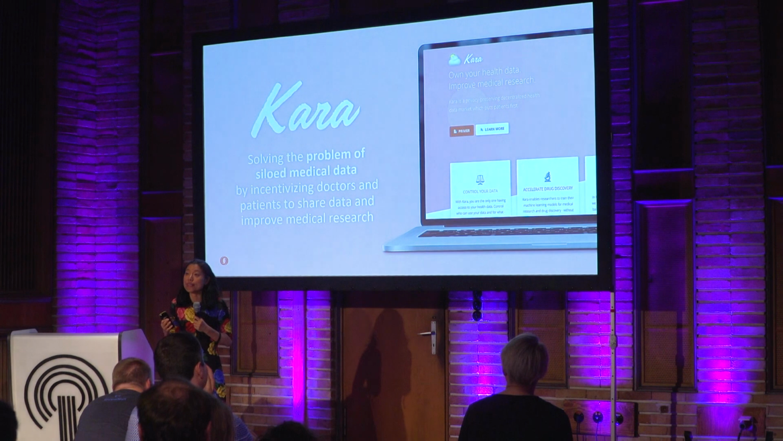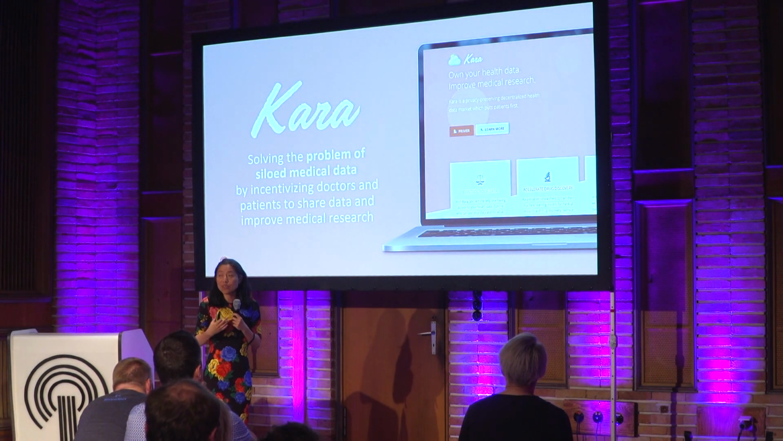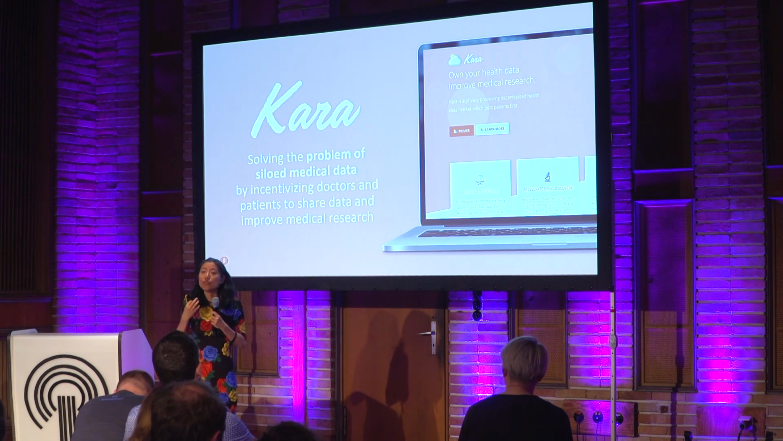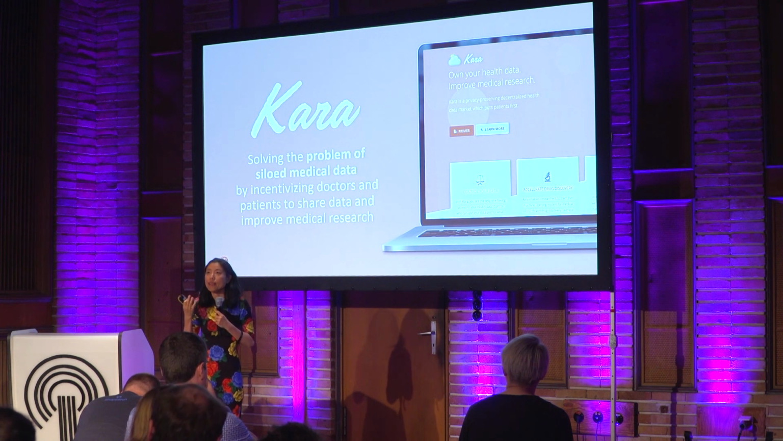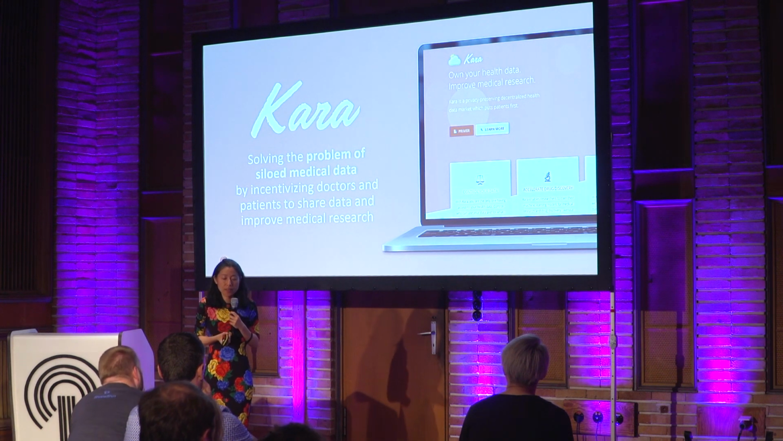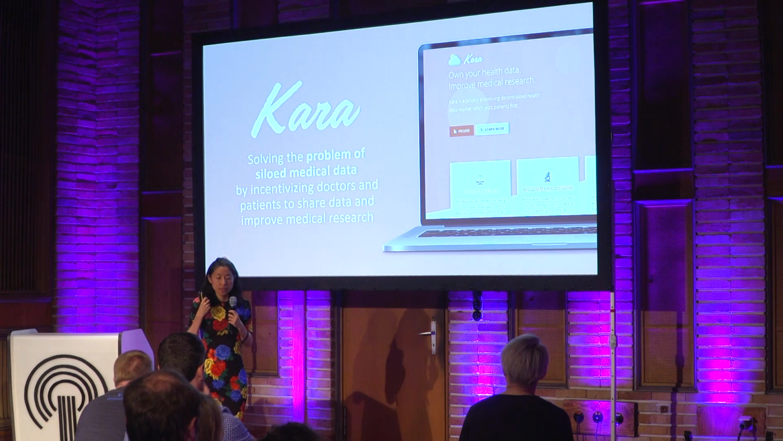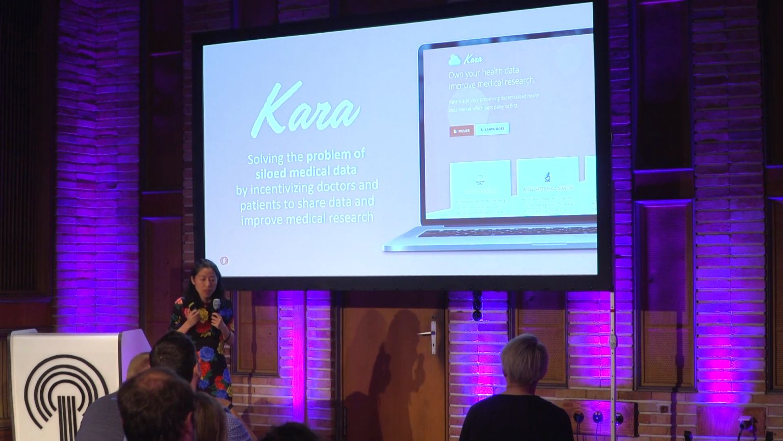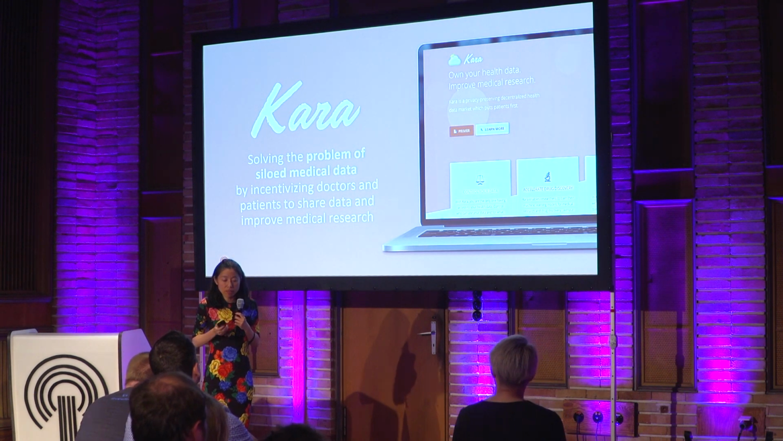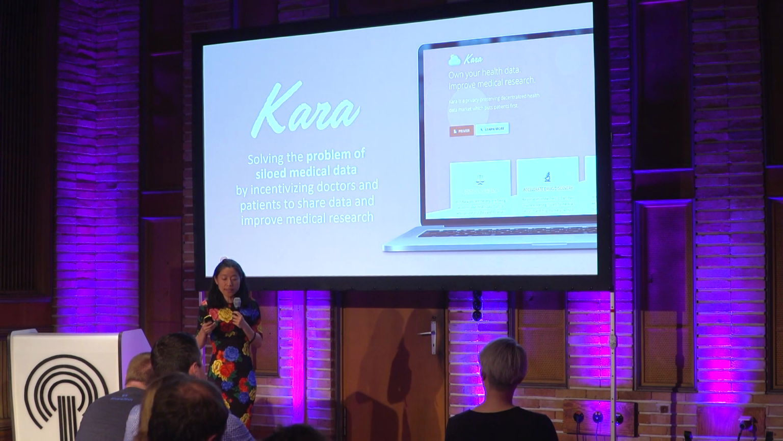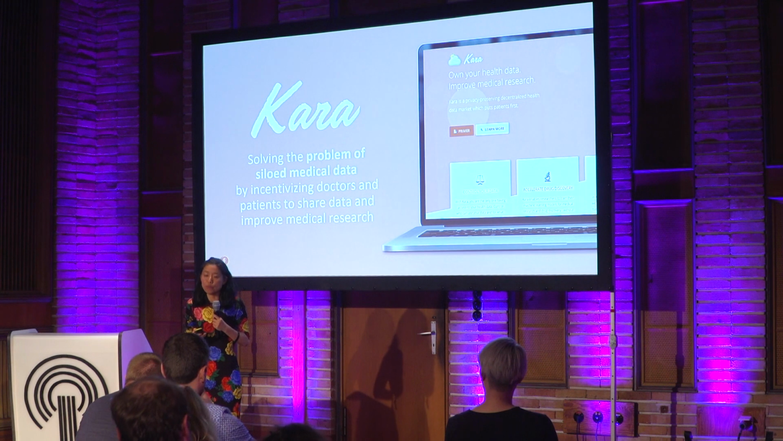So now let me give you a few examples of what this new approach enables us to do, to support new applications that couldn't be supported by today's previous blockchain smart contract platforms. One example is a Kara application that has been built on top of the Oasis blockchain platform, this Nimble architecture. Kara is an application for a tokenized data market for medical data. And the goal is to incentivize doctors and patients to share data and improve medical research.